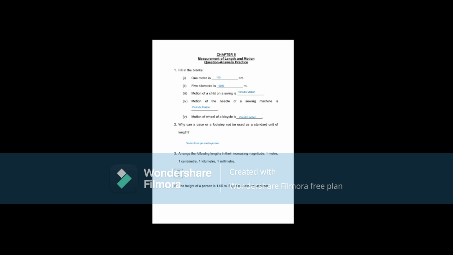Arrange the following lengths in their increasing magnitude. 1 meter, 1 centimeter, 1 kilometer, 1 millimeter. So increasing magnitude means first will be smaller, 1 millimeter, then will be 1 centimeter, then 1 meter and then 1 kilometer. We have to put a space between the number and the unit, and we don't have to put any S for plurals. Fourth question is the height of a person is 1.65 meter.